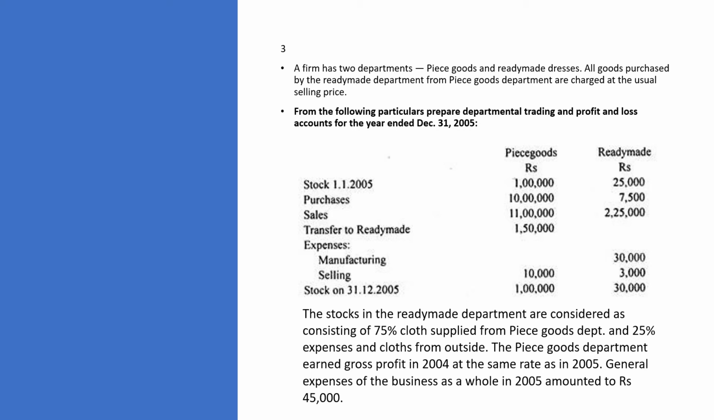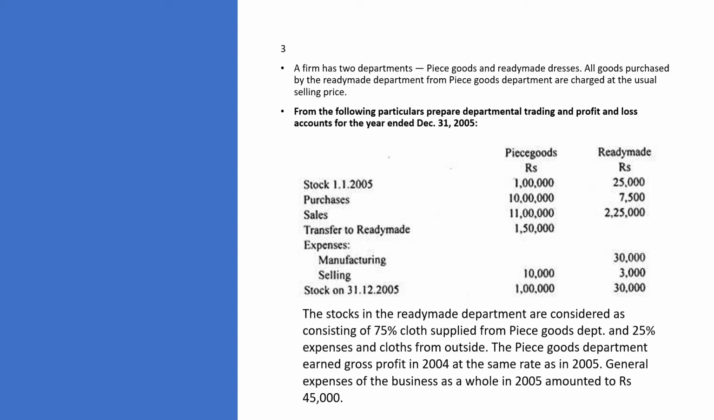So you will make the format for the trading and profit and loss account and just write the points directly in that. So opening stock 1,25,000, purchases 10,75,000, sales, then transfer to ready-made. Piece goods has transferred to ready-made, and 1,50,000 has been transferred. Then there are expenses, manufacturing and selling. Manufacturing expenses are for the ready-made garments, that is 30,000, and selling expenses are for both. Then closing stock is given. You can mention the closing stock.